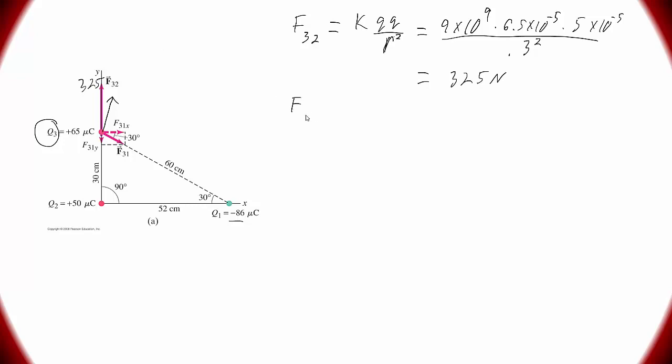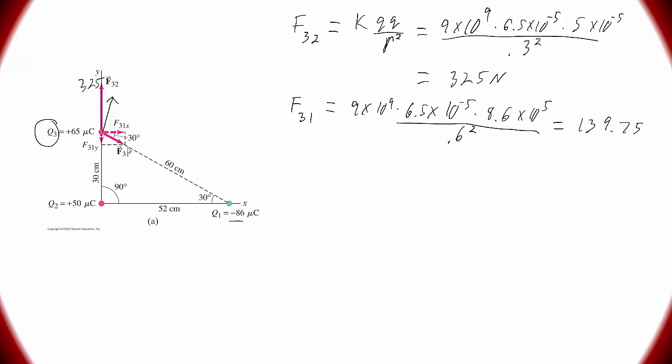Okay, if we want to find the force on 3 from particle 1, then we're going to have 9 times 10 to the 9th times 6.5 times 10 to the negative 5th times 8.6 times 10 to the negative 5th. And then we divide that by the distance of 60 centimeters, so 0.6 squared, and this works out to be approximately 139.75. So that is this total force here, 139.75. Now if I want to find this net force here, I'm going to break these up into components and then add those components together.